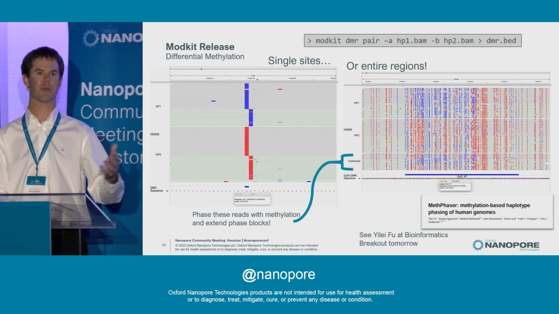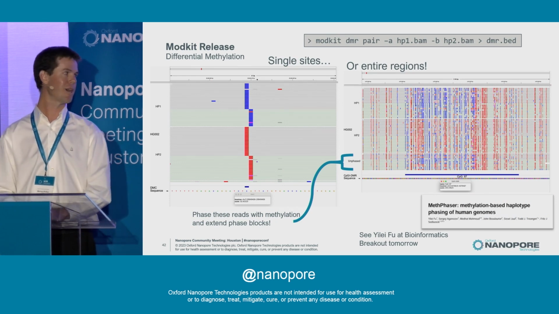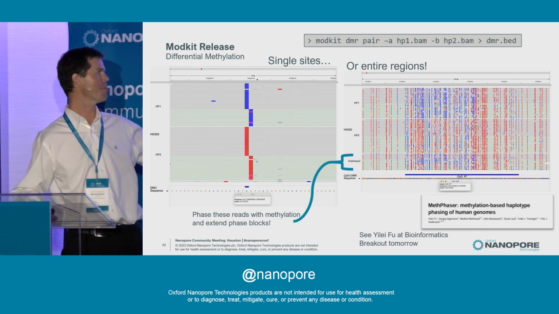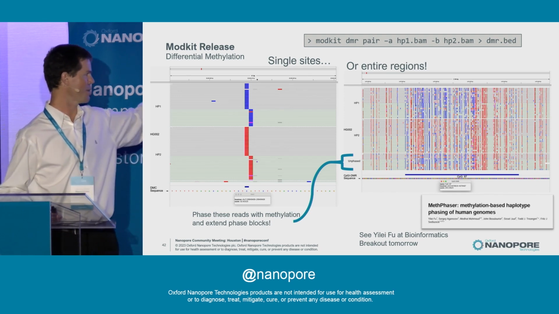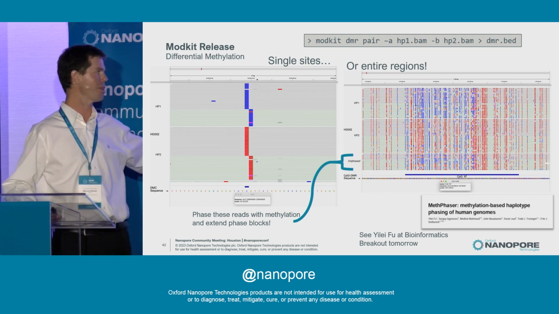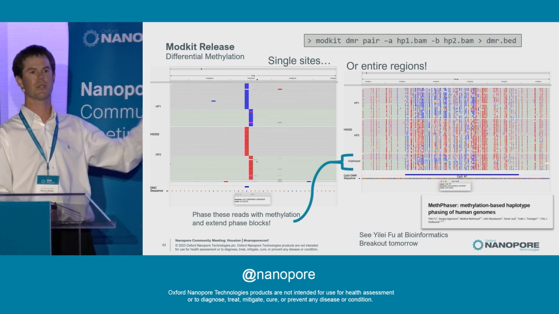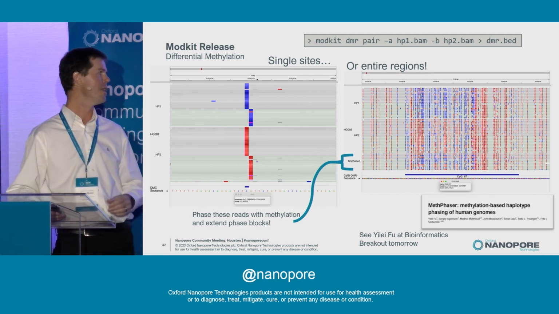The next one is differential methylation that was added recently. In here, I'm showing two examples looking for haplotype differences in HG002. So you can see you have one haplotype canonical and the other completely modified. And you can do this on single sites or entire regions, shown on the right here.